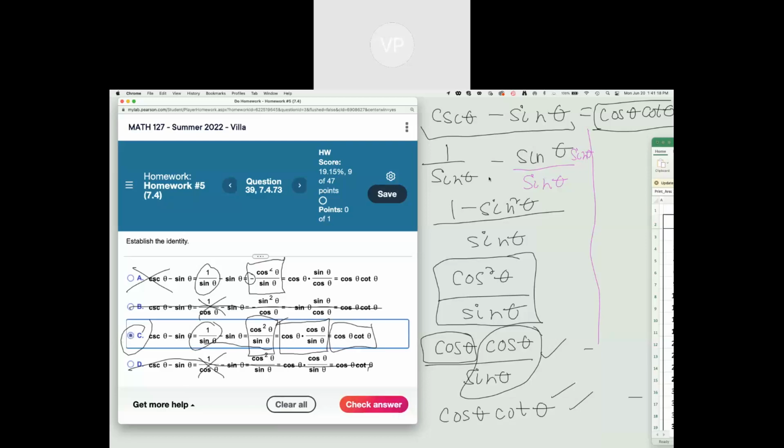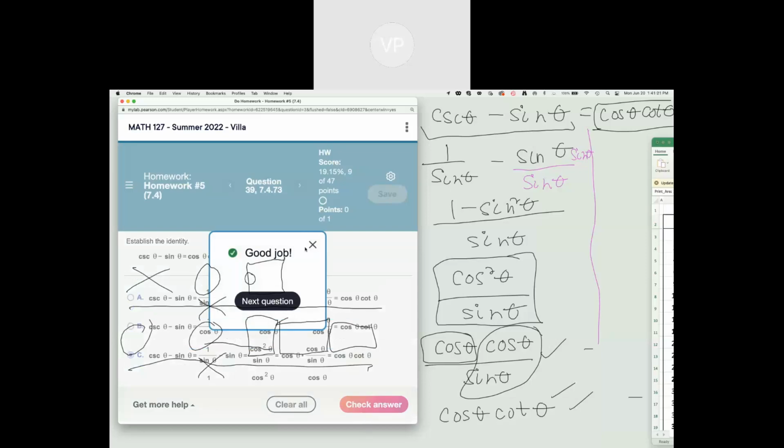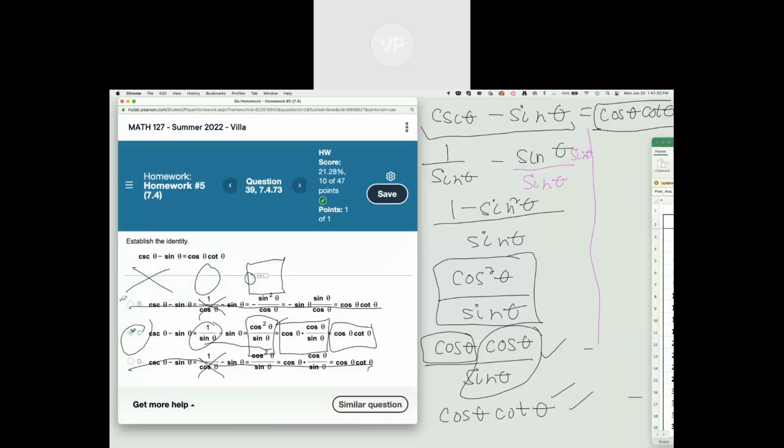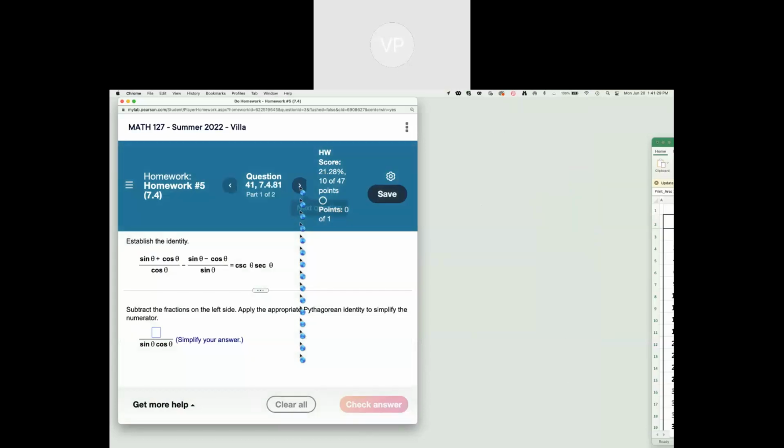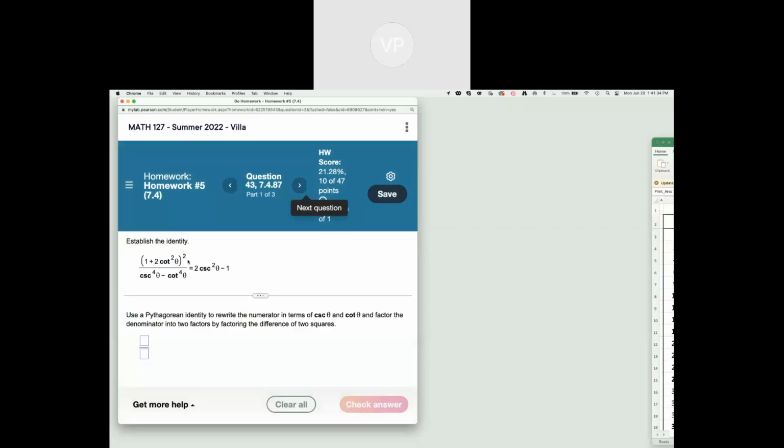And yeah, you might have been able to do this problem a little faster if you didn't do all the steps, but there it is. Okay, the real test that they're asking is, can you do these identities straight up? It's just kind of hard for a student to do them in a computer graded assignment. So that's why they answer them this particular way. Okay, so same thing here. We have three parts. They want you to take the left side, it looks like, use a Pythagorean identity to rewrite the numerator in terms of cosecant and cotangent, and factor the denominator into two factors by factoring the difference of two squares.